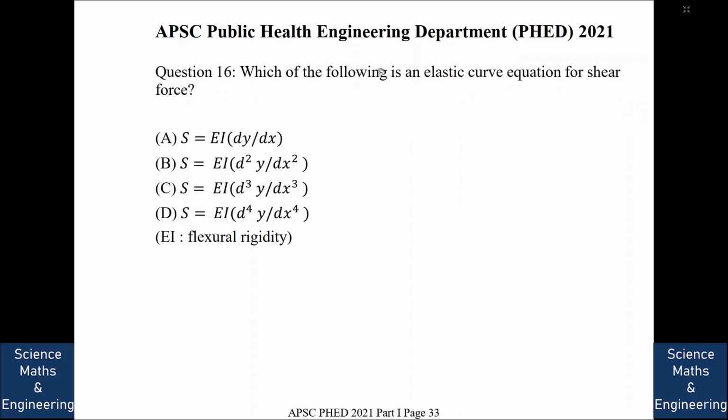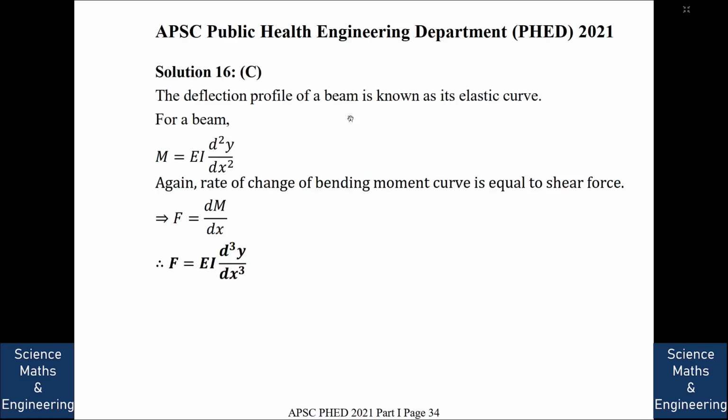Which of the following is an elastic curve equation for the shear force? So the answer is the deflection profile of a beam is known as its elastic curve. Now for a beam, M is equal to EI d square y by dx square. Again, the rate of change of bending moment is equal to shear force, that is F is equal to dM by dx. So from here we get F is equal to EI d cube y by dx cube. So we'll go to the next question.